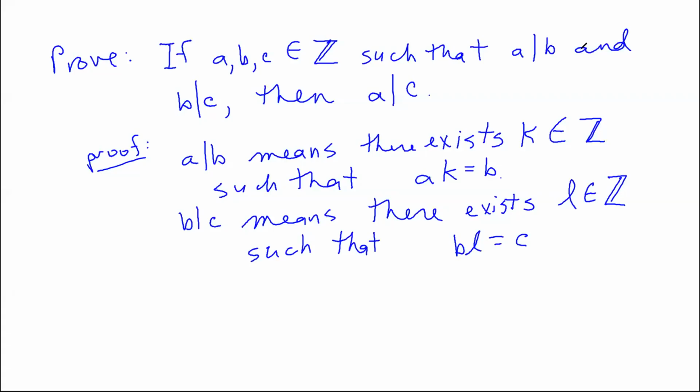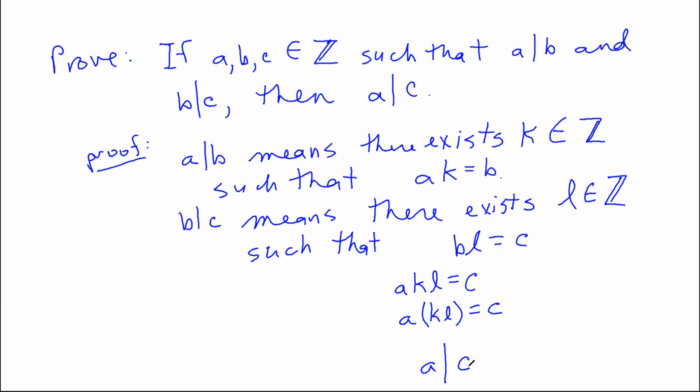Now I'm going to combine our two statements by using substitution. In the most recent equation, I'm going to remove B and I'm going to put A times K in its place. This is the substitution property of equality. But if you notice here, I have A times a number. Integer multiplication is closed. What that means is that if k is an integer and L is an integer, k times L is an integer. So we have A times an integer equals C, and I can conclude that A divides C.